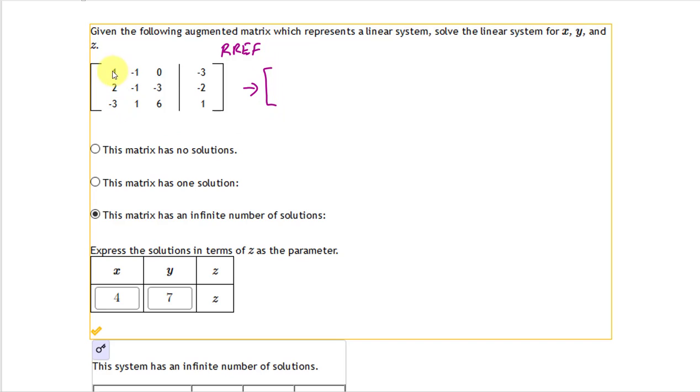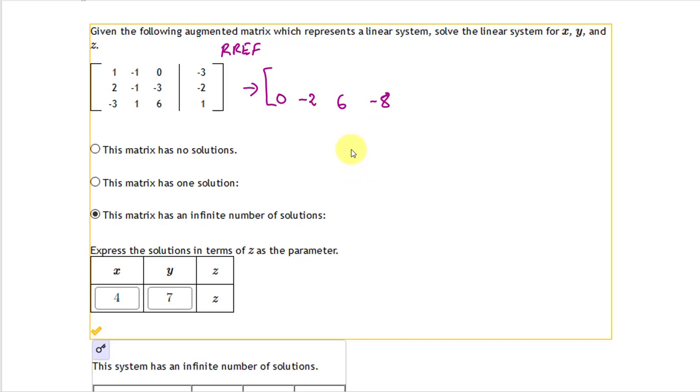When I multiply by 3 on my first row, 3 times 1 is 3. 3 plus 4 minus 3, so that becomes 0. 3 times minus 1 is minus 3. Minus 3 plus 1 is minus 2. And 3 times 0 is 0. 0 plus 6 is always 6. And 3 times negative 3, that is negative 9. Negative 9 plus 1 is negative 8.